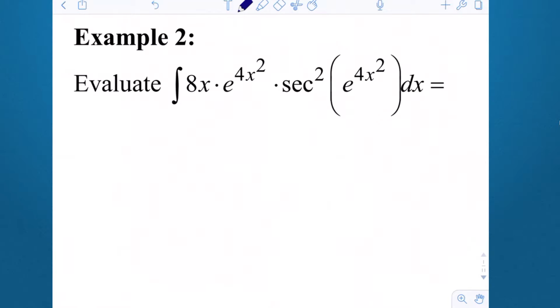Goodness gracious. We have a product of 3 factors, 8x, e to the 4x squared, and secant squared of e to the 4x squared. And there is no product rule for integration, and there is no quotient rule for integration. So we're stuck just trying to guess, at the very least, what the function might be whose derivative is that. Any ideas? Gosh, where to start? Look at example 1.